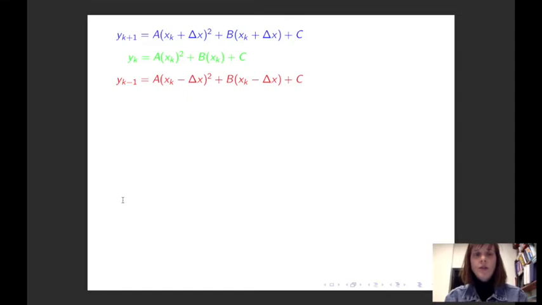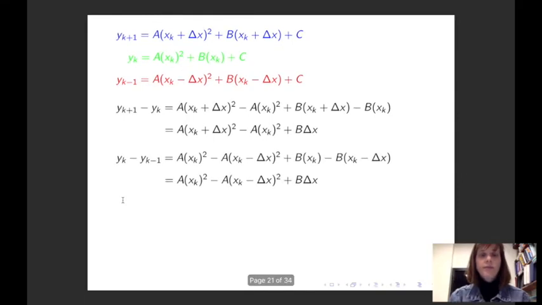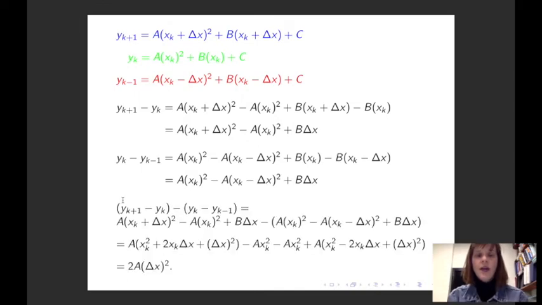If I take the blue equation minus the green equation, that simplifies to a times (x sub k plus delta x) squared minus a times the square of x sub k plus b delta x. When I find the difference between y sub k and y sub k minus 1, I get a times x sub k squared minus a times (x sub k minus delta x) quantity squared plus b delta x. And when I take y sub k plus 1 minus y sub k minus the quantity y sub k minus y sub k minus 1, that all simplifies to 2 times a times delta x squared.